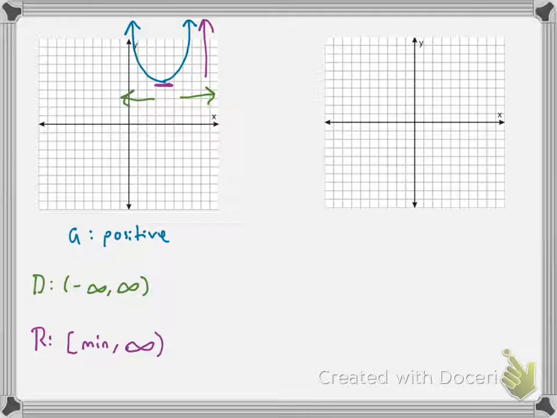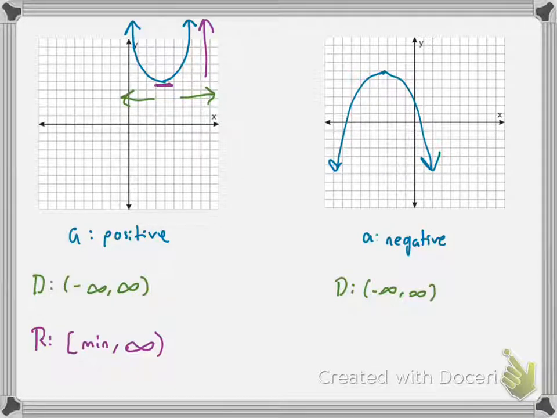On the other hand, when a is a negative value, let's say I have a graph that looks something like this, my domain is still going to go from negative infinity to positive infinity. There's no stipulation on that. But now I'm going down forever, and my highest point will be my max. So my range, when my a value is negative, will go from negative infinity to my maximum value.